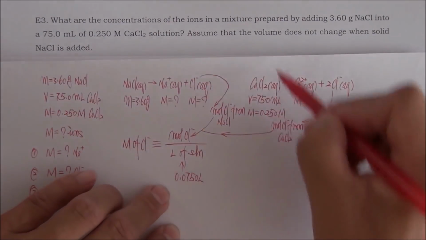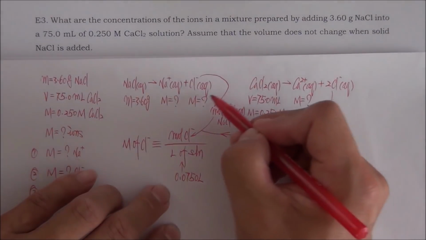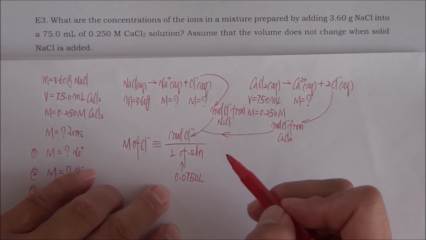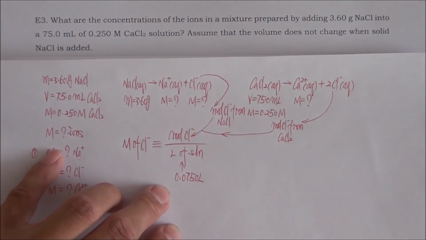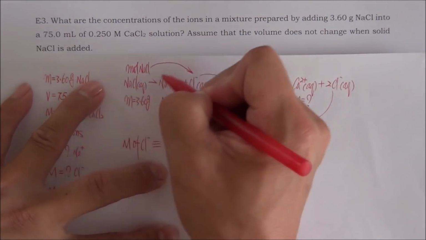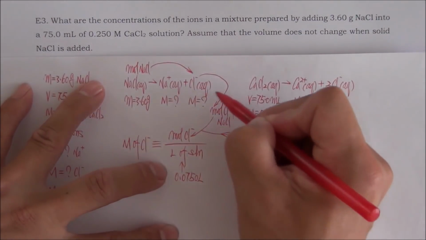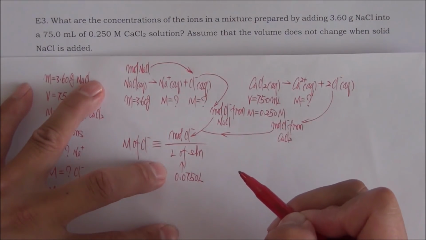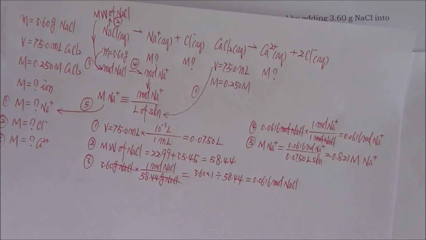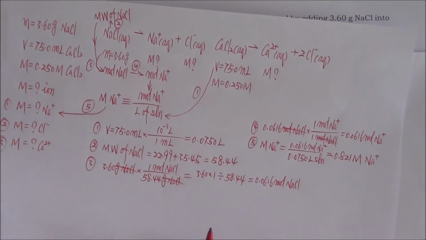Since we know the balanced chemical equation, we can use stoichiometry to calculate the moles of the chloride ion from the sodium chloride solid. In other words, if we know the moles of the sodium chloride solid, we can calculate the moles of the chloride ion by using stoichiometry. From the previous calculation, we already know the moles of the sodium chloride solid.